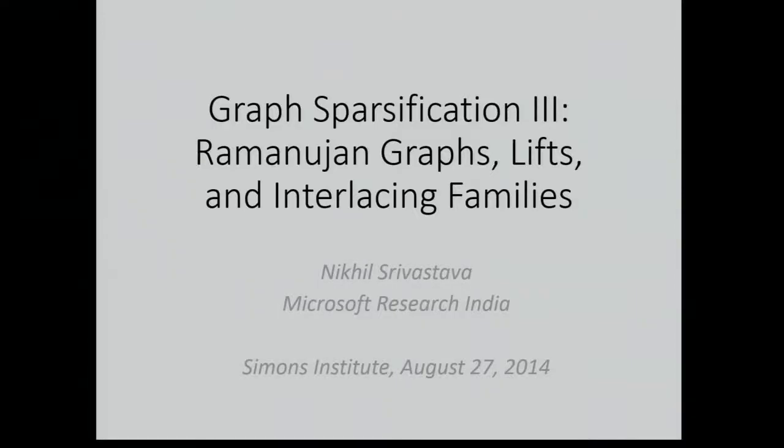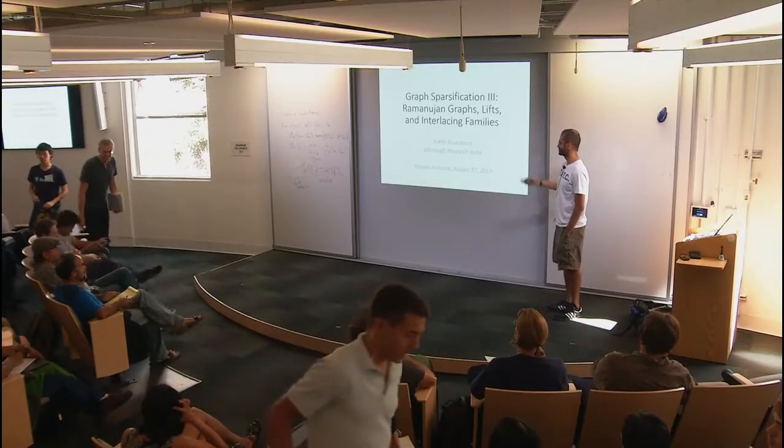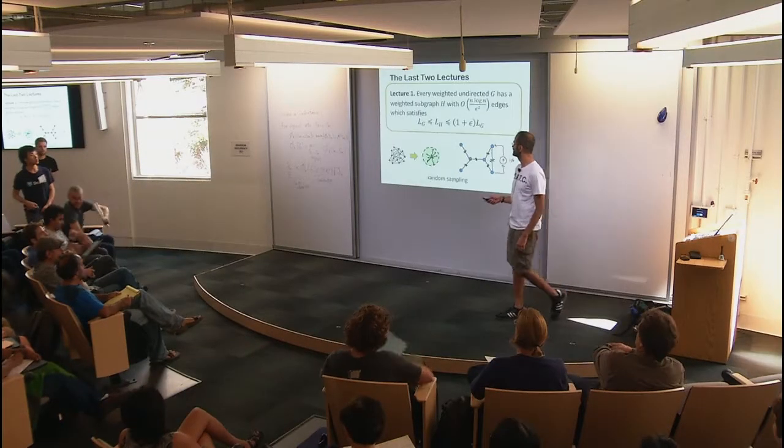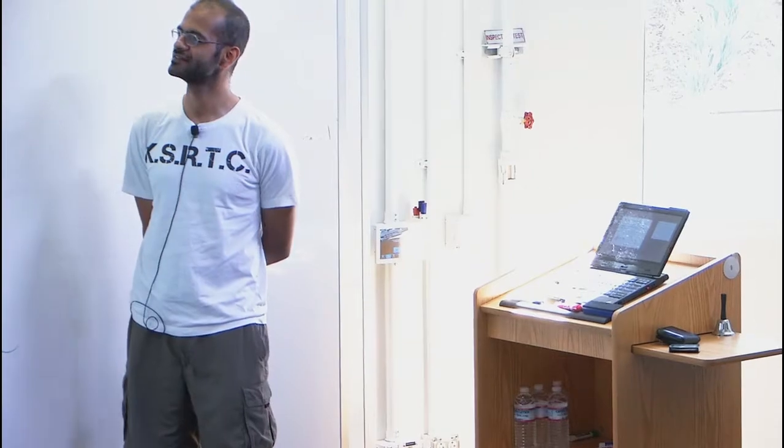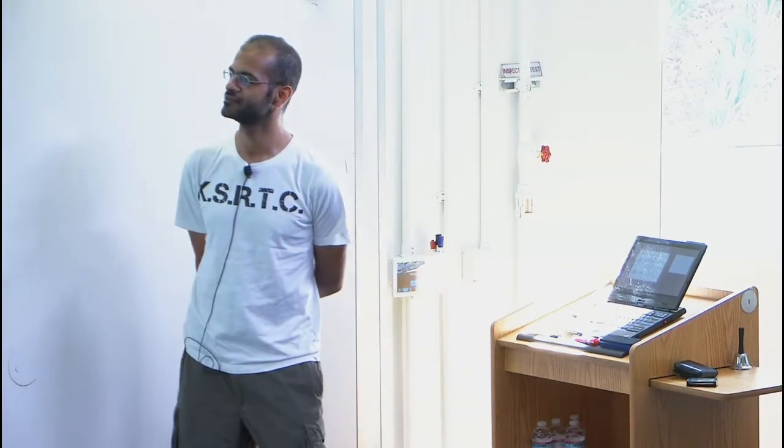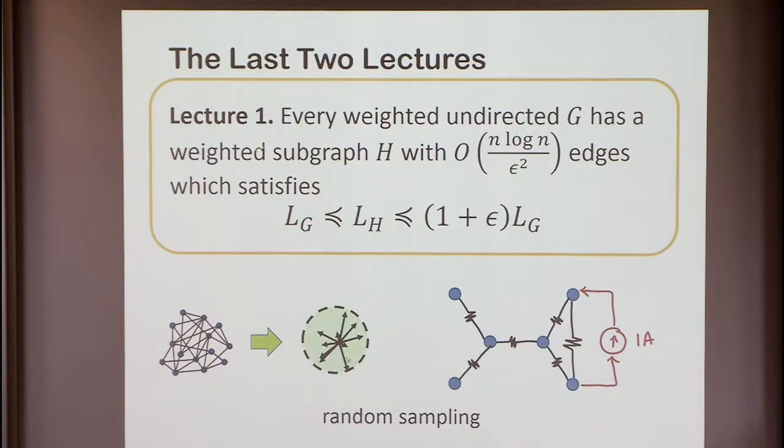So yeah, I'm going to talk about all this stuff, and let me just review what we did in the last two lectures. These lectures are about graph sparsification. In the first lecture, we proved that every weighted undirected graph has a weighted subgraph H with n log n over epsilon squared edges, so these Laplacian quadratic forms are 1 plus epsilon close.